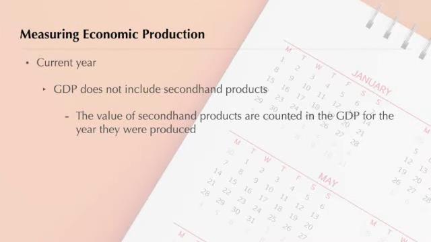GDP also does not include products such as used cars and second-hand clothing. Because GDP is a gauge of production, not sales for the current year, sales of second-hand items are not counted. These goods were counted in the year they were produced.